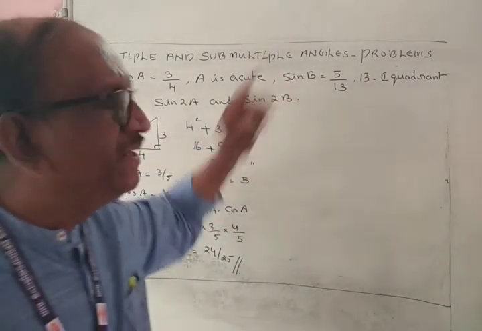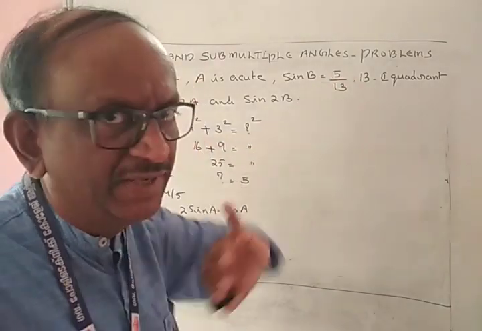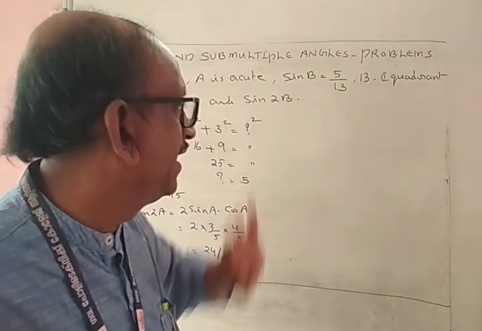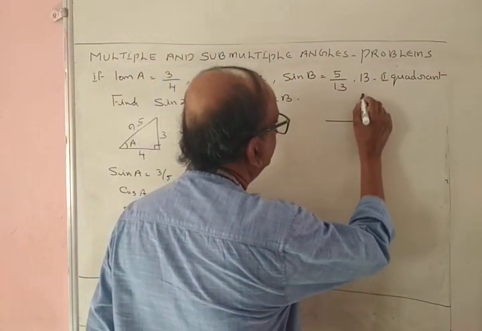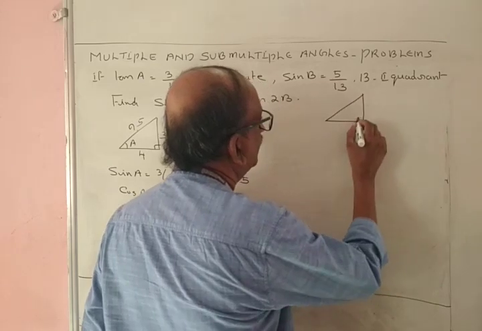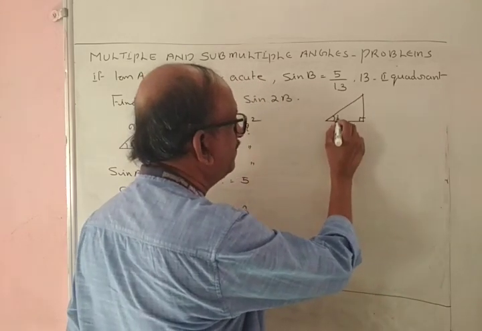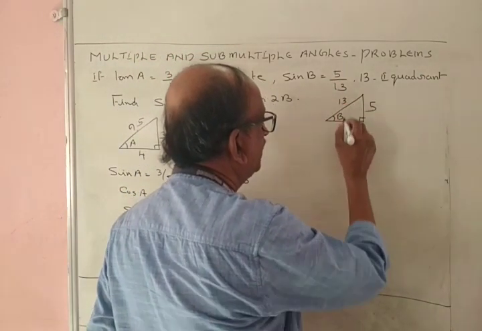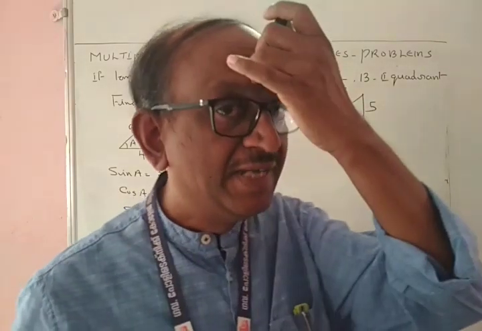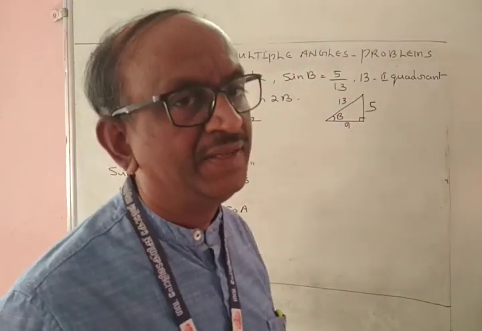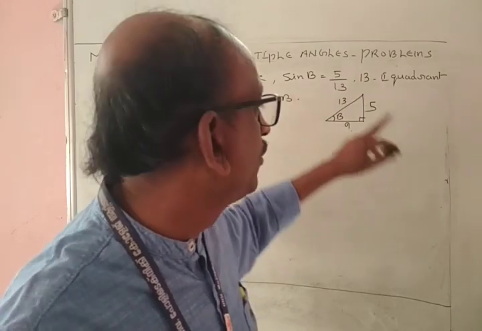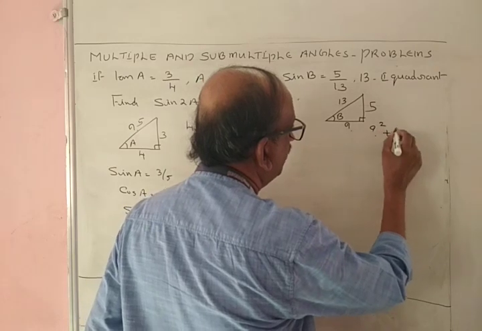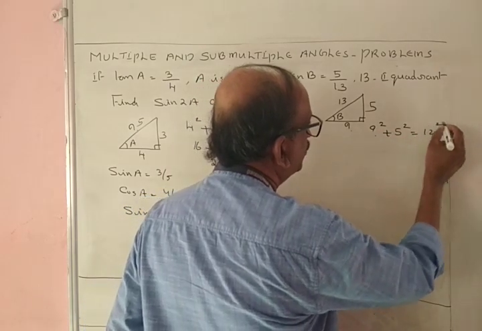Next, sin B is given. Sin B is 5 by 13, means opposite by hypotenuse. Opposite side is 5, hypotenuse 13. Draw a right triangle. This angle is 90 degree and this angle is B, capital B. Opposite side is 5, hypotenuse 13. We don't know the adjacent side. That is, base square plus altitude square is equal to hypotenuse square.